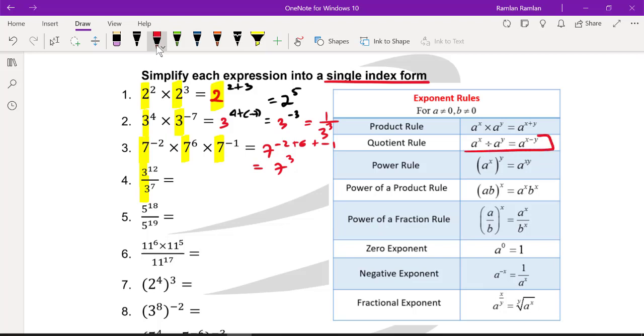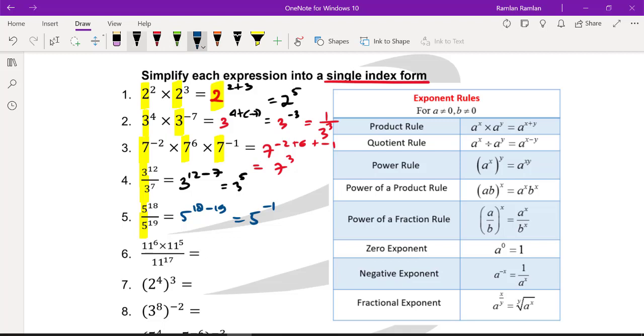We have this rule over here, so that would be just 3 to the power of 12 minus 7. Just subtract the power. 12 minus 7 equals 5, so it's just 3 to the power of 5. That's it. The same thing for number 5: you need to see whether they have the same base or not. Here we have the same base, which is 5, and it will be 5 to the power of 18 minus 19. That'll be just 5 to the power of negative 1.